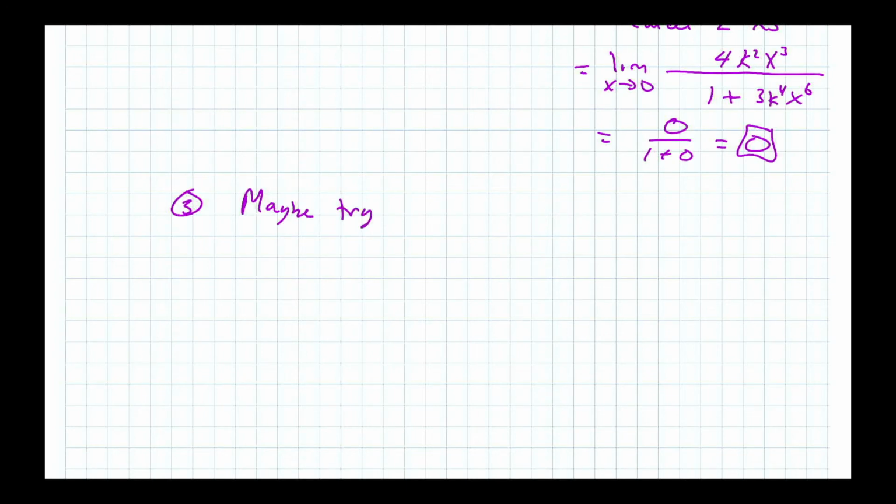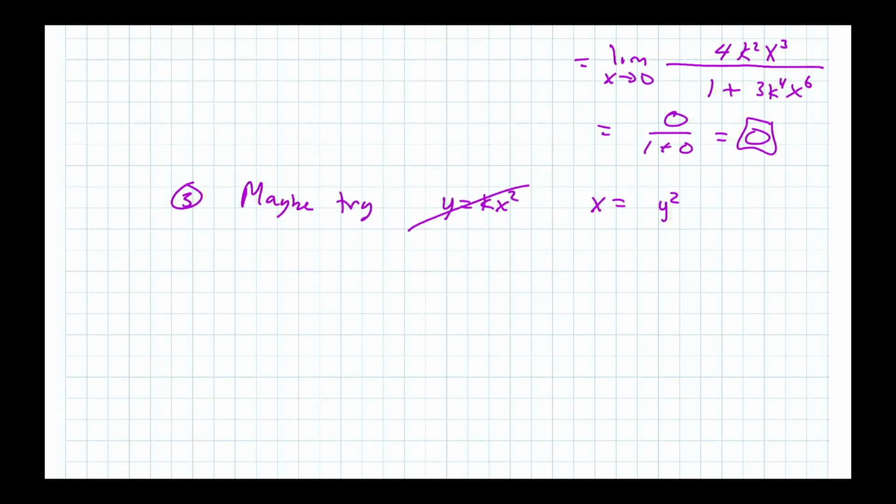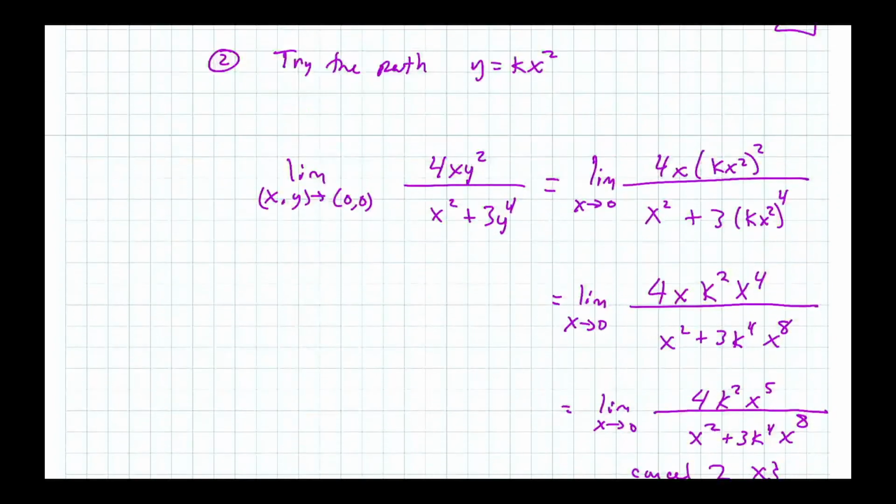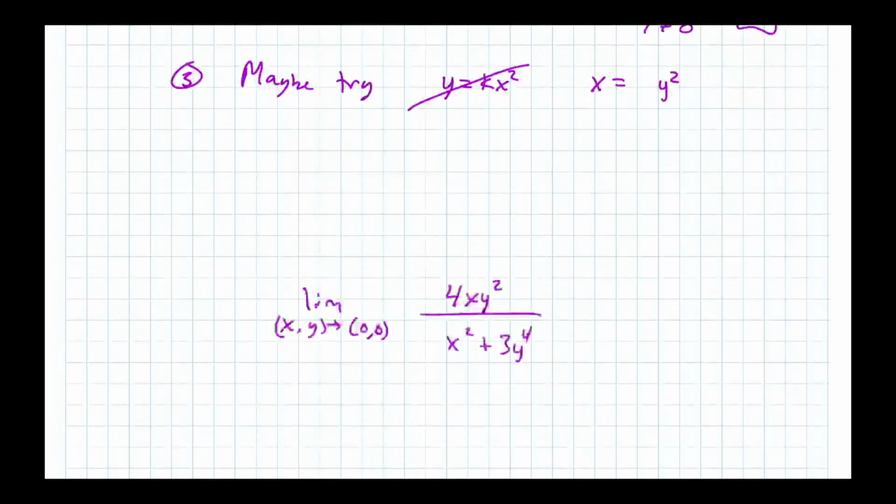So maybe, instead of y equals kx squared, which we tried, how about we try x equals ky squared? That'd be new, right? Or maybe we don't even need the k. Maybe we'll just try that. You can put the k in there if you want, but maybe we'll try x equals y squared. So we're going to do the same work that we just did again, but this time we are changing the path.